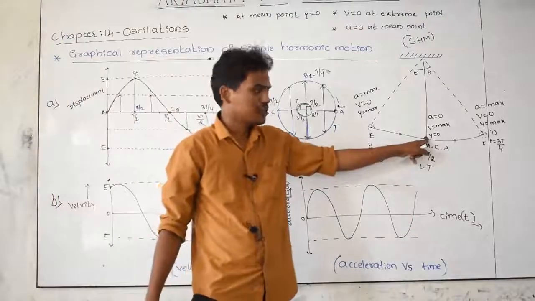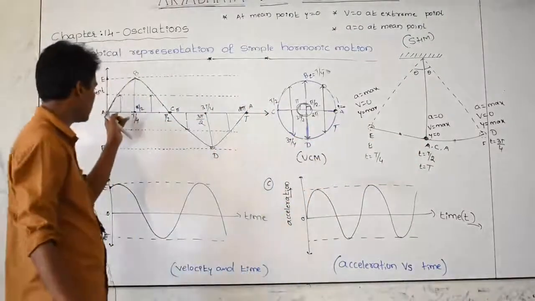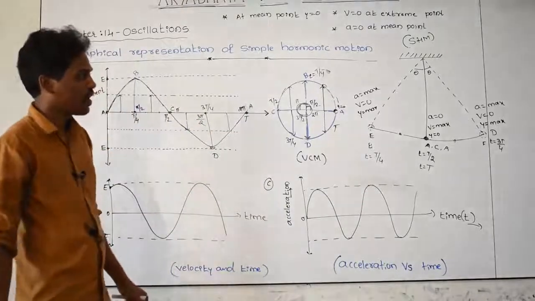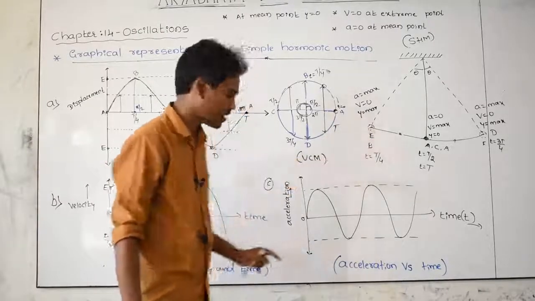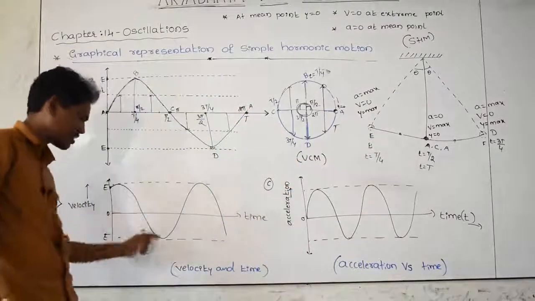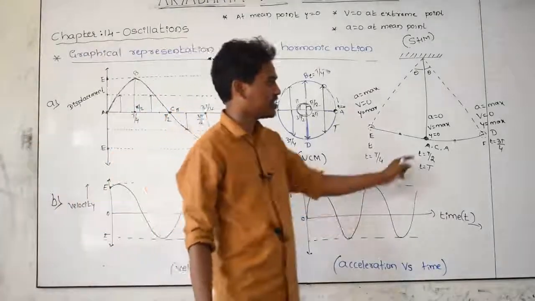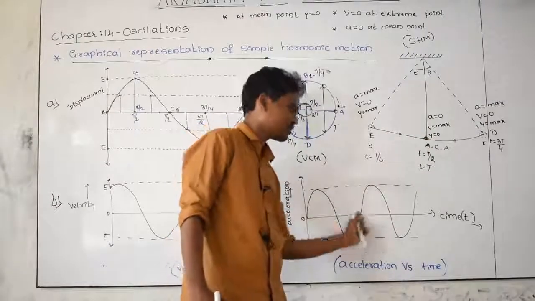At what point is displacement 0? At the mean point. That's why I have started the graph from the mean point. At what point is velocity equal to 0? Velocity is 0 at the extreme point. That's why I have started from the extreme point. The graph is rising like this. At what point is acceleration equal to 0? Again at the mean point. That's why I have started from the mean point.